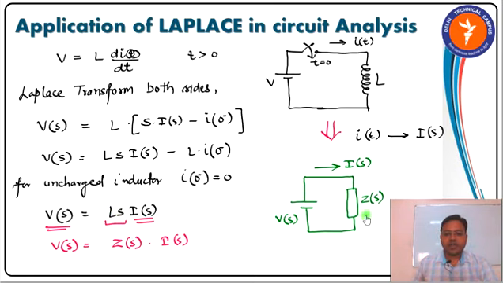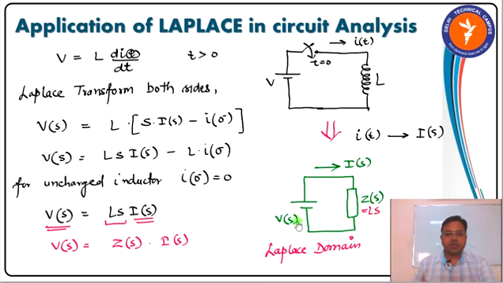So I can write this Zs to be equal to Ls also. So this is the equivalent circuit of an inductive circuit when transformed into the Laplace domain. So mark my words again, an inductor, while transforming into the S domain, will be converted into its impedance, which is equal to Ls. The impedance of the inductor will be Ls.